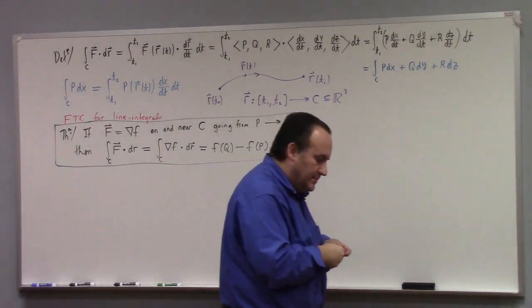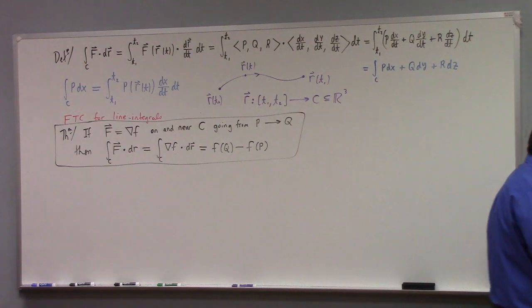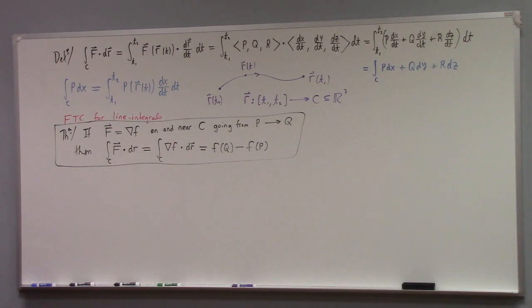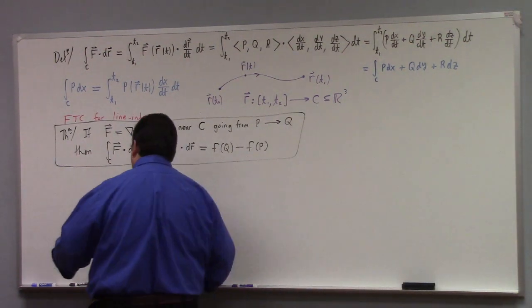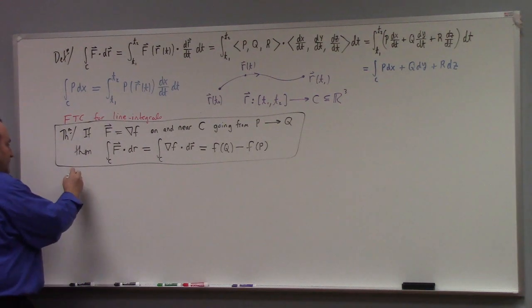Now, unfortunately, we can't do this for all possible vector fields, all right? But for the vector fields which are equal to the gradient of a function, we have this theorem. Let's prove it. So here's a proof.